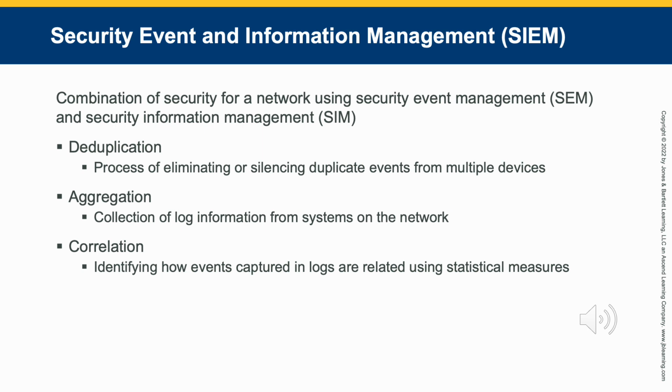A SIEM, or Security Information and Event Management system, has 3 processes. You point all these disparate logs from many devices across your network toward the SIEM. What the SIEM will do is one of these 3 processes, or all 3. Deduplication: it'll eliminate or silence duplicate events from multiple devices, narrowing down what you need to look at. It's an aggregation point for collecting log information from many systems across the network. And it's a correlation service. It identifies how events captured in logs are related using statistical measures.